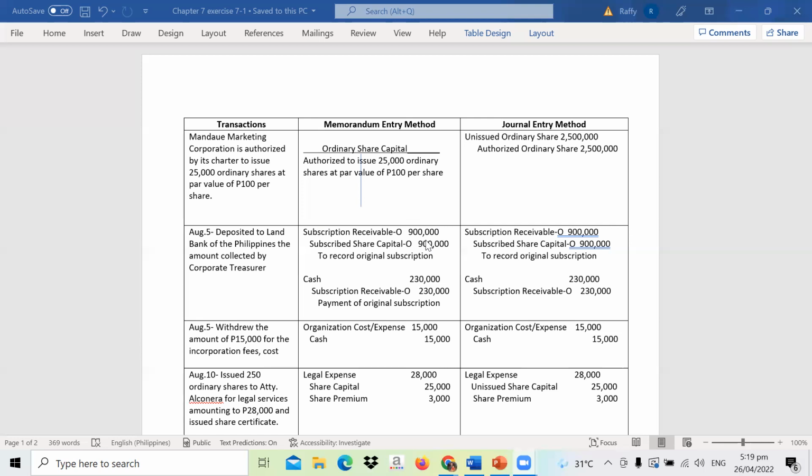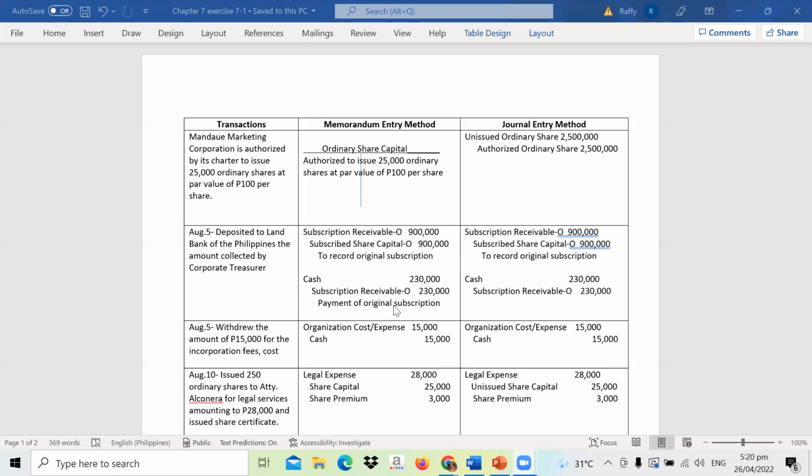Okay, since this is recording of the subscription, you have here the entry. You debit subscription receivable, ordinary 900,000, and then credit subscribe share capital 900,000. Now for this amount, you can see that in the problem, that's 300,000 for Abelia, 400,000 for Atilio, and then 200,000 for Baladay, for a total of 900,000.